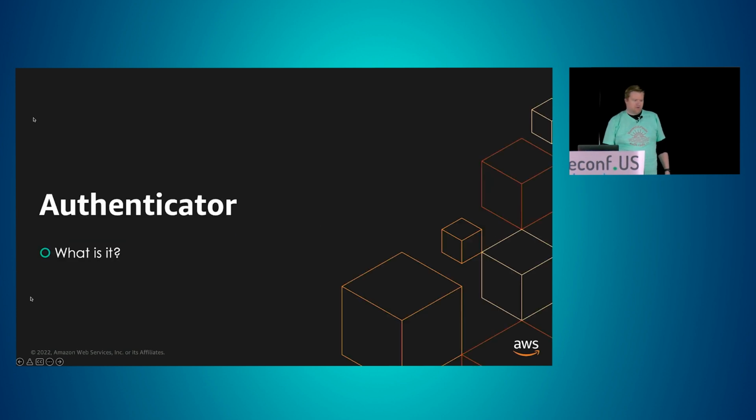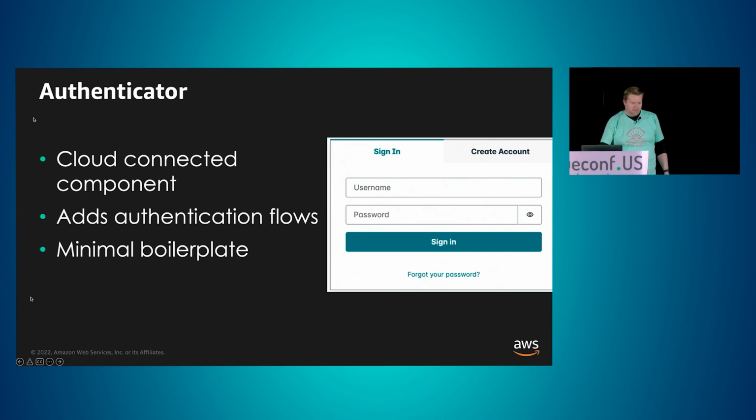So that leads to the next question of what is this authenticator thing that I'm talking about? So here it is. It's essentially a Vue 3 cloud connected component, but we do support Vue 2 in our legacy code base. It adds authentication flows and it has minimal boilerplate. So the idea is that you would put this on your web page. You don't need to necessarily know anything about auth. You just set it up through AWS and it gives you a bunch of really cool features that you can use to add auth to your app.